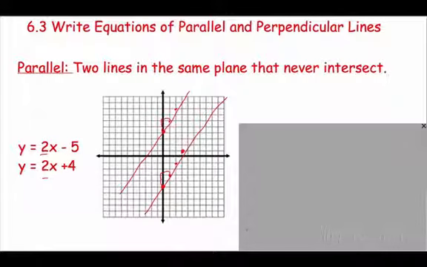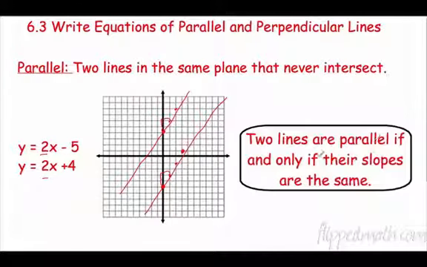All right? So here's a key point. Two lines are parallel if and only if their slopes are the same. That's the key thing here. So you can tell right away, if you look at two lines, my slope for this is 2, my slope for this is 2. I didn't have to graph it. I know the slopes are the same, therefore, bam, they're parallel lines.